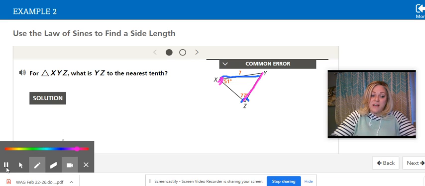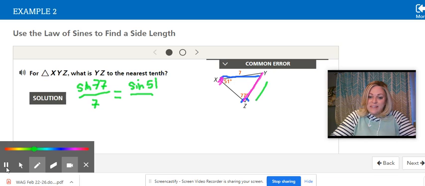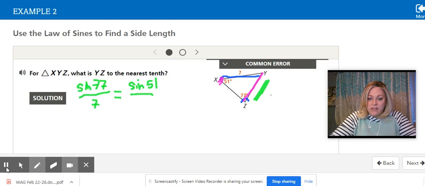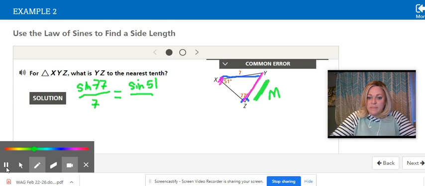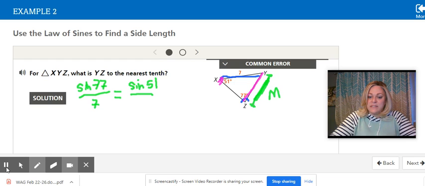So using the law of sines, I'm going to say the sine of 77, I wrote on top of that, but I think that's what it said. Sine of 77 over 7 should equal the sine of 51 over this length over here, which I don't know. So I'm just going to call it, well, I don't want to call it X. Let's just call it M for now. So this length from here all the way down to here.